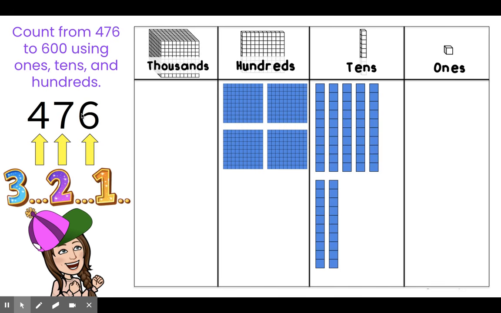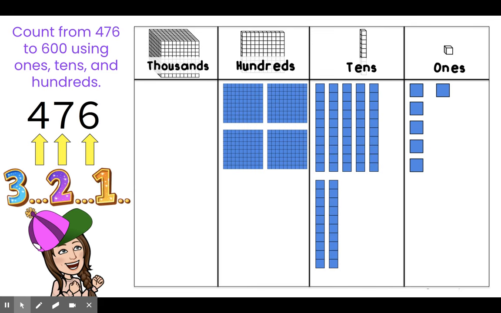What does the 6 represent? 6 ones. We have 470. Let's keep counting. 471, 472, 473, 474, 475, 476. That's where we're starting. Now, our goal is to make it to 600 using ones, tens, and hundreds.